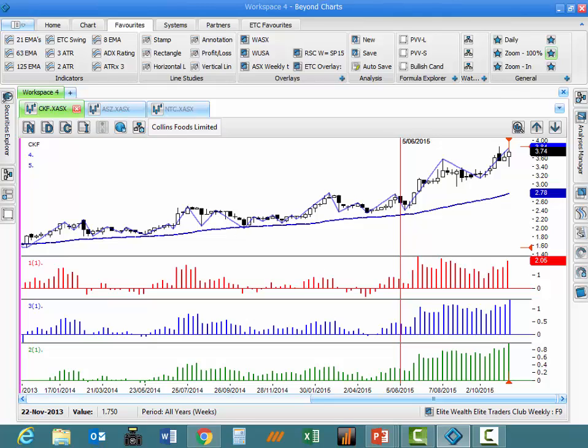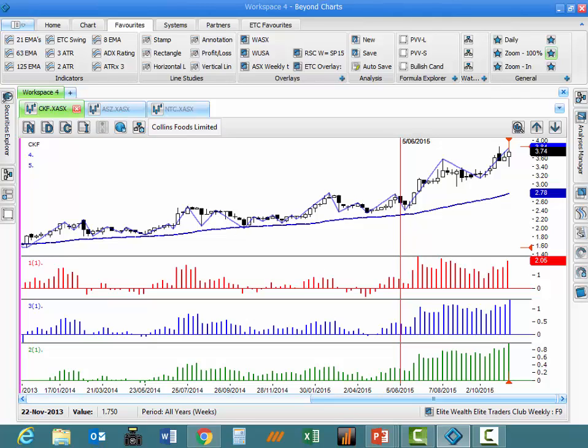So these are some of Jeff's picks, and the vertical line is the actual time when Jeff put these into his current portfolio, and all these trades are currently open. So I just wanted to go through and have a look at some of the things we've talked about.